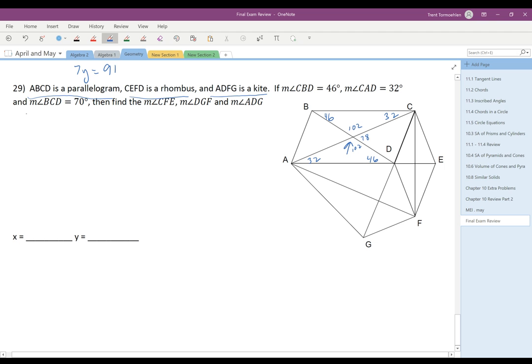And then you're given that BCD is 70, so that means this angle right here is going to be 38, because 32 plus 38 has to equal 70. So now we know 2 of these 3 angles, and so 78 plus 38 is 116. Subtract from 180, and you get 64.